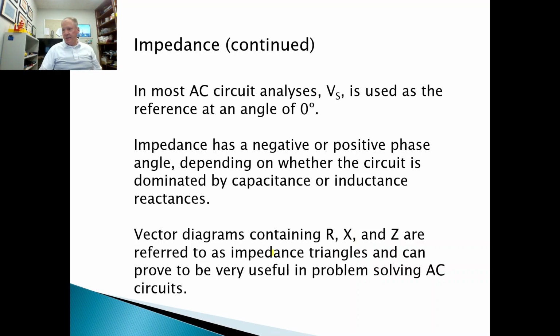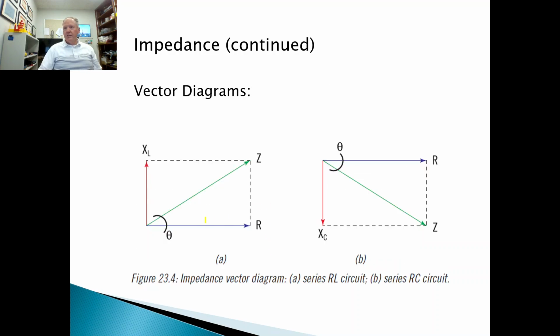is the impedance. Okay? So here is our inductive reactance, and then here is our capacitive reactance. And with inductive, if we have an inductor, our phase angle is going to be positive. If we have a capacitor, our phase angle will be negative. So this is positive here.